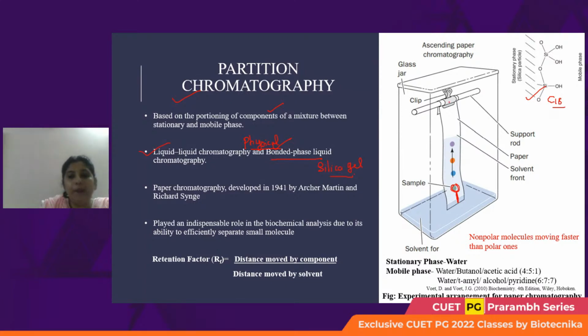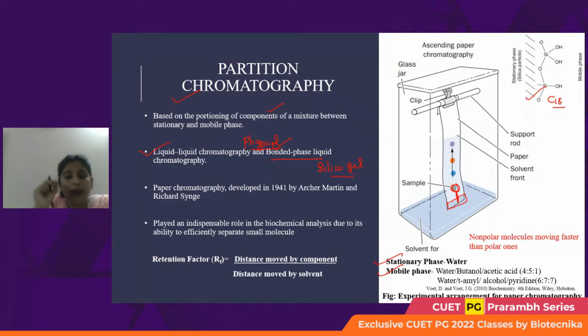Then finally, you will place this paper into this chamber where you have added the mixture of organic and aqueous solvent. You can see only the tip of the paper is being dipped into your mixture of aqueous and organic solvent. Now, what happens in paper chromatography? Your stationary phase is water, and mobile phase is the mixture of water, butanol, acetic acid, or you can use water, tertiary amyl alcohol, or pyridine. They have a specific ratio that you have to use, right?